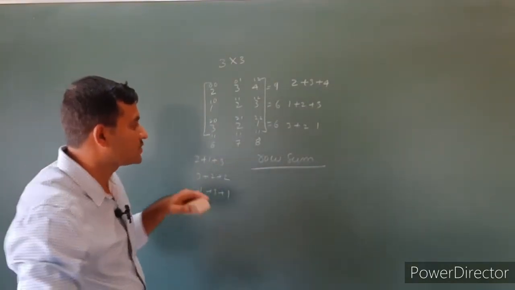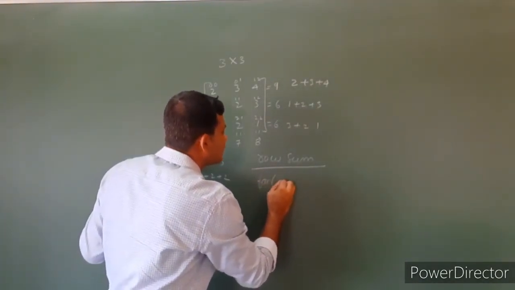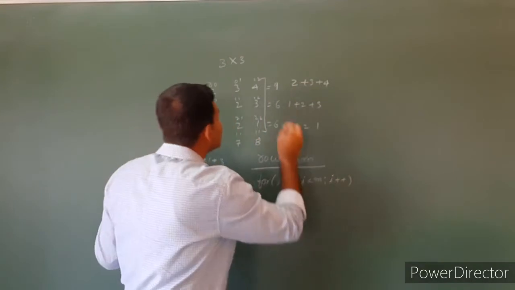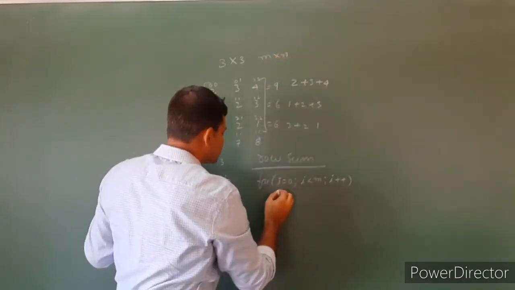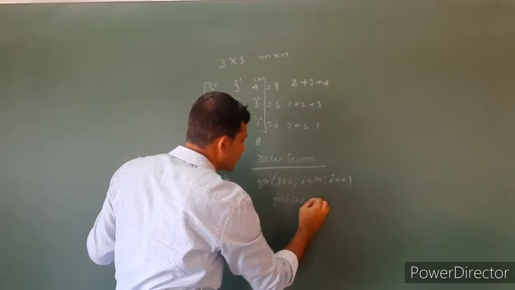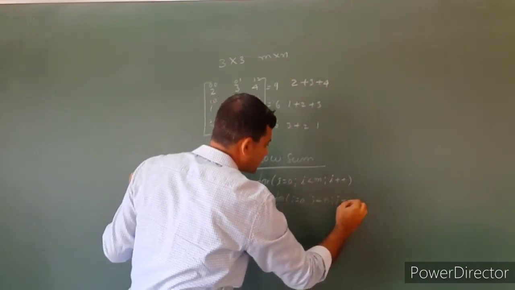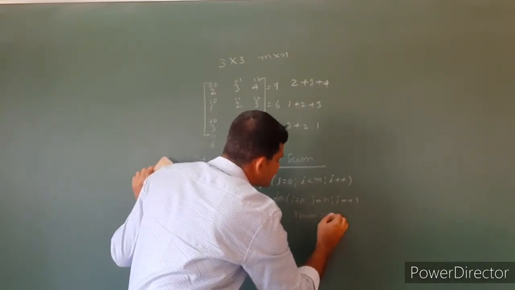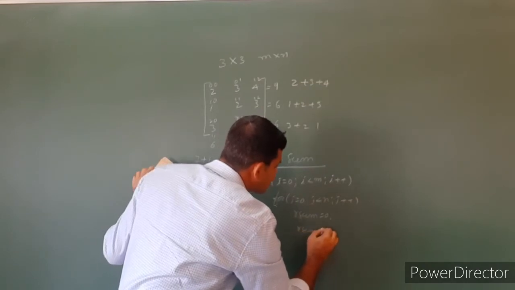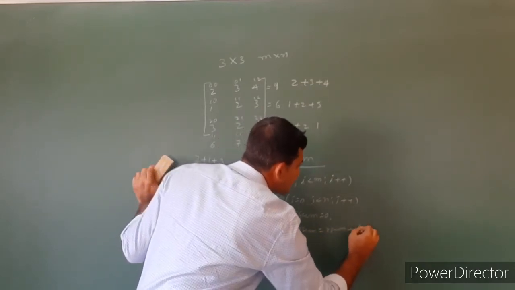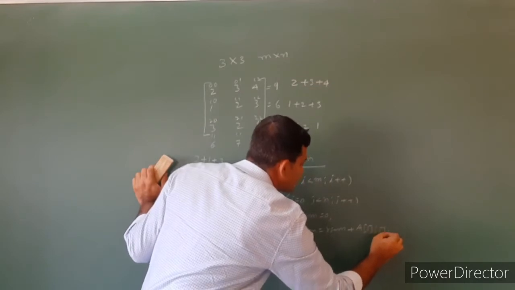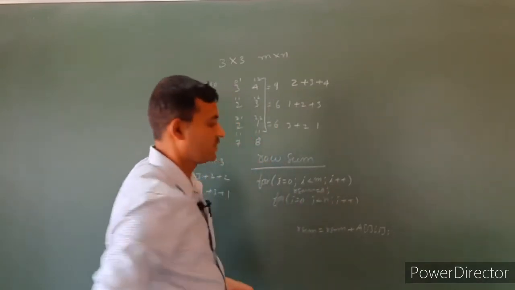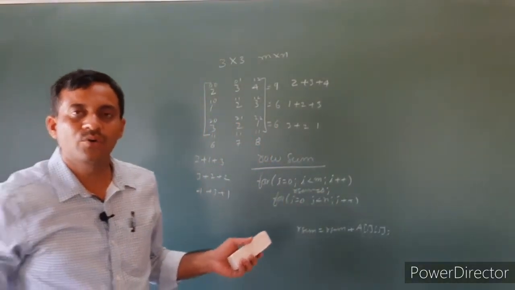Then to find the row sum, first we have to access the row elements. For i equals 0, i less than m, i plus plus, if the order is m cross n. Then for j equals 0, j less than n, j plus plus. Then here we initialize rsum equals 0. Then at the same time rsum equals rsum plus a of i j. Here we initialize rsum equal to 0. This is the logic for finding the row sum.